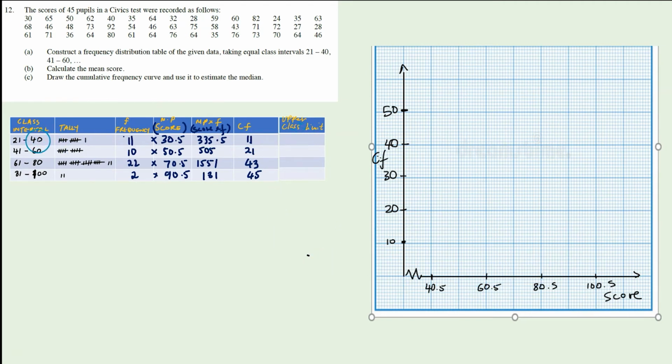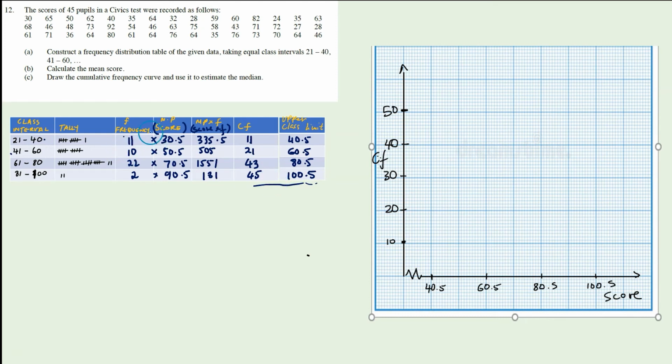Okay, so now we need to write down the upper class limit for our score over here. So for this class, the upper class limit for 40 is 40.5. You can think of what's a number that is between 40 and 41. So that's 40.5. And the next one is just going to be 60.5. And you guess it, it's 80.5. And the last one, 100.5. So these are the data that you're going to use for your cumulative frequency curve.